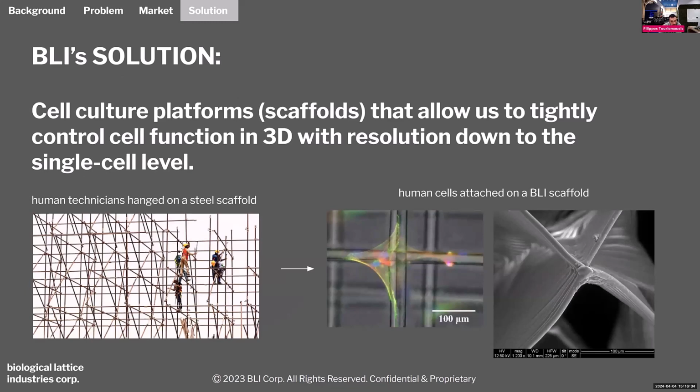The solution here is, in this case, those scaffolds. And the power of multi-electrowriting is that it allows you to have geometrical feature sizes down to the single cell level. And why is that powerful? Because, as I mentioned before, whenever we culture cells on two-dimensional plates or even on scaffolds, we drive the functionality mostly from chemical signals.